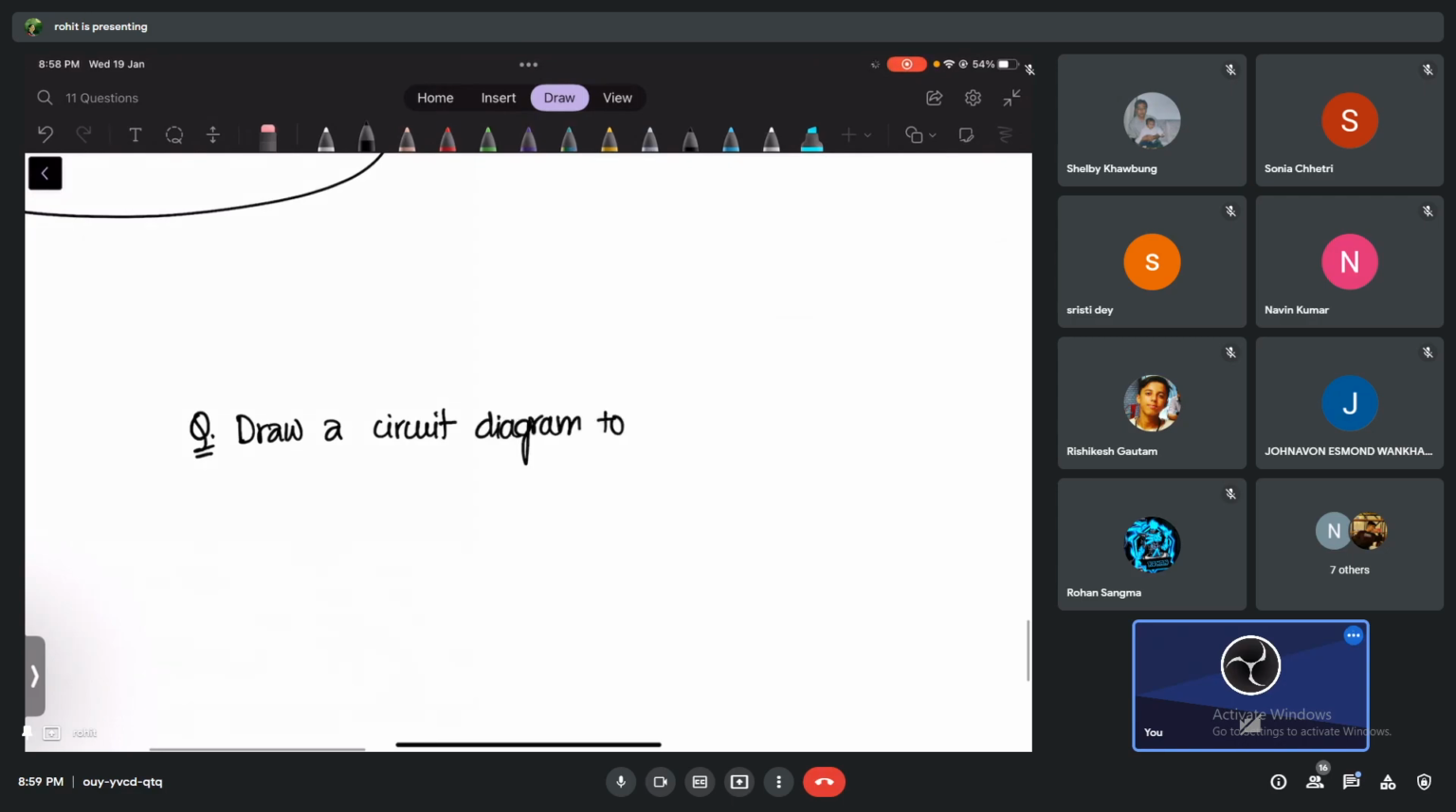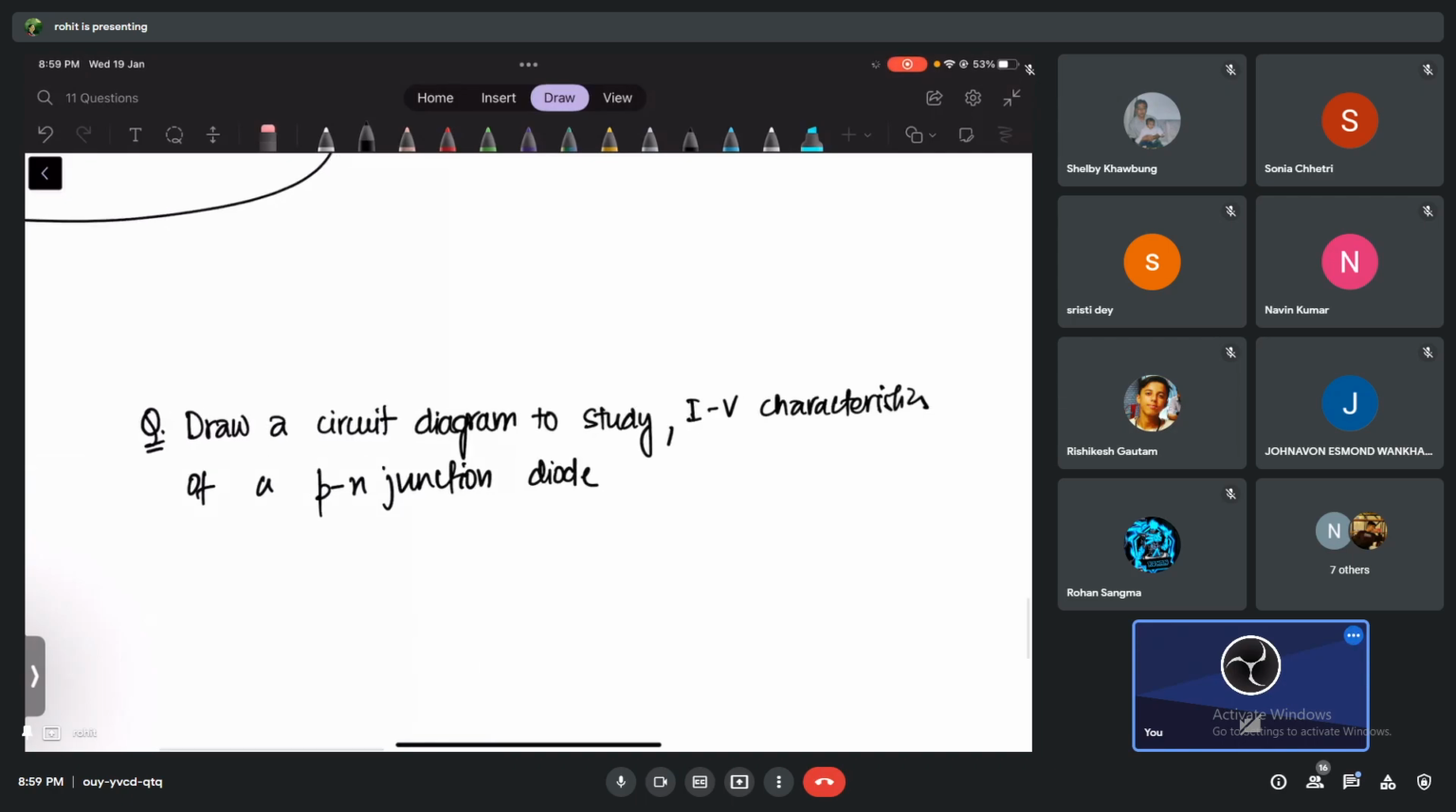I will teach you this today only, then we'll stop for today. Okay, see, draw a circuit diagram to study IV characteristics of a PN junction diode, forward. Okay, look at this. Study forward.